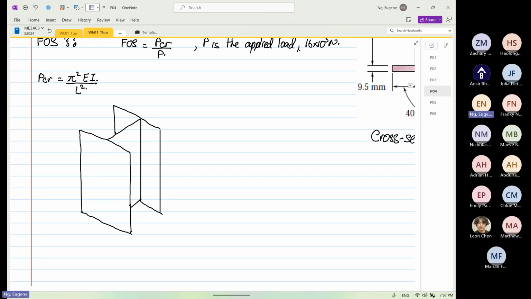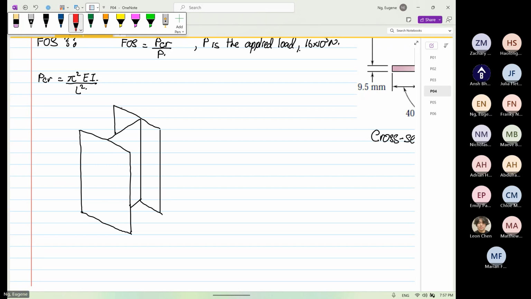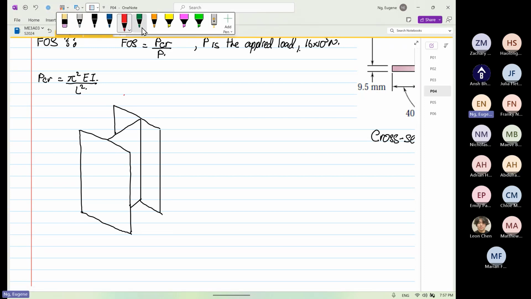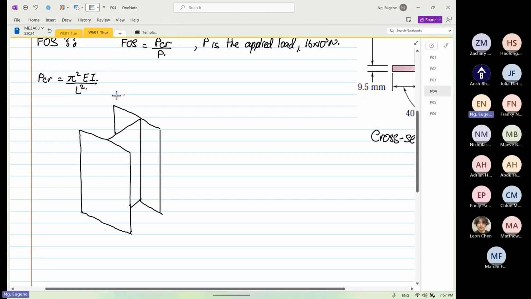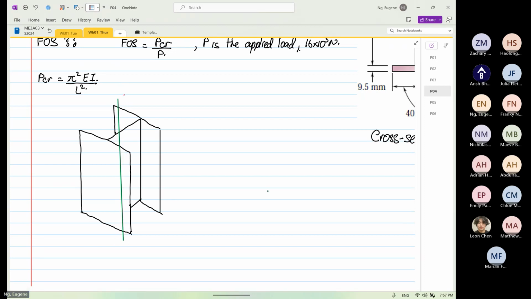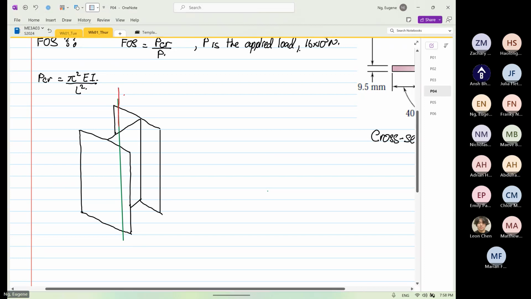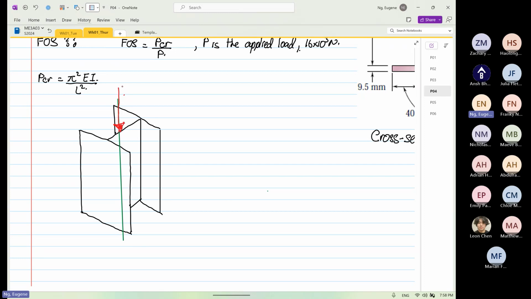And then we have a load applied. Before I draw the load, I'm going to draw the centroid, the vertical centroid. So I'm going to take this as my vertical centroid. Okay, so that is our vertical centroid. And then we have a load coming down. This load coming down is 16 times 10 to the power 3 Newton.